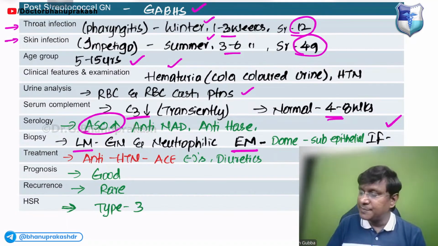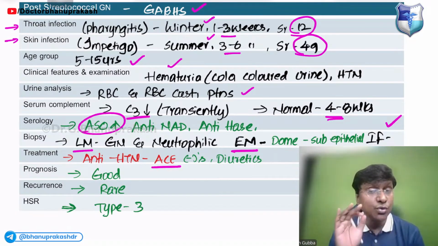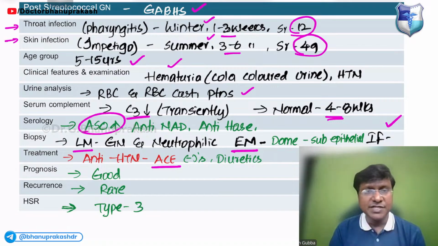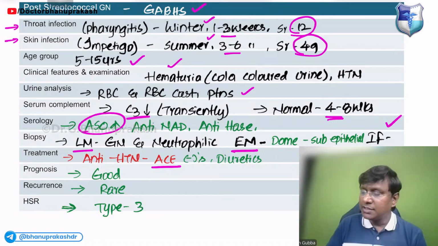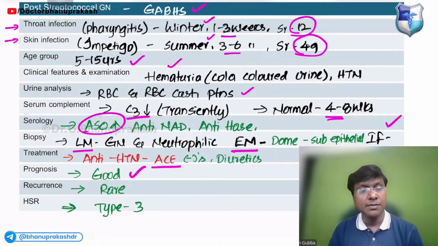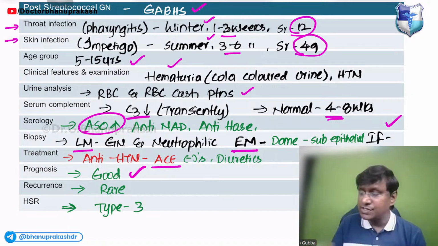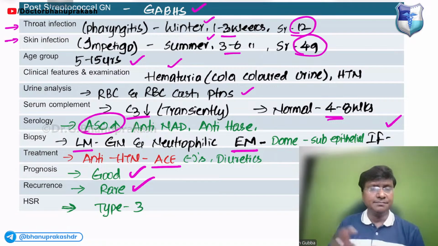And how do you treat these patients? You need to do only conservative management. In post-streptococcal glomerulonephritis, there is no role of antibiotics and there is no role of steroids as well, right? So for hypertension, you need to give ACE inhibitors, and for edema, you need to give diuretics. And overall, the prognosis in patients with post-streptococcal glomerulonephritis is good. The recurrence is very, very rare.